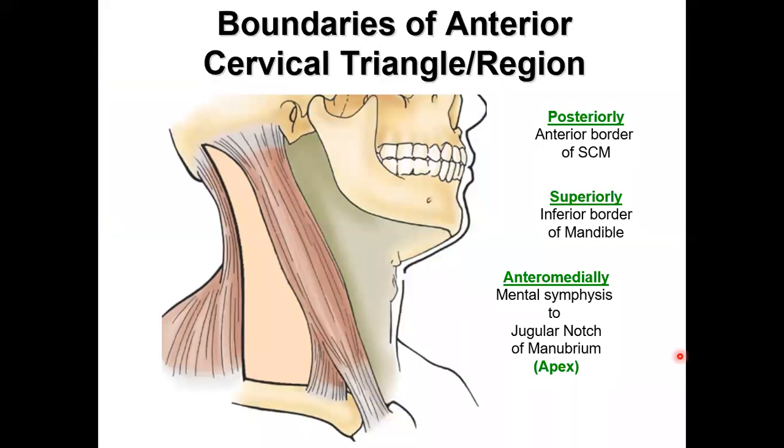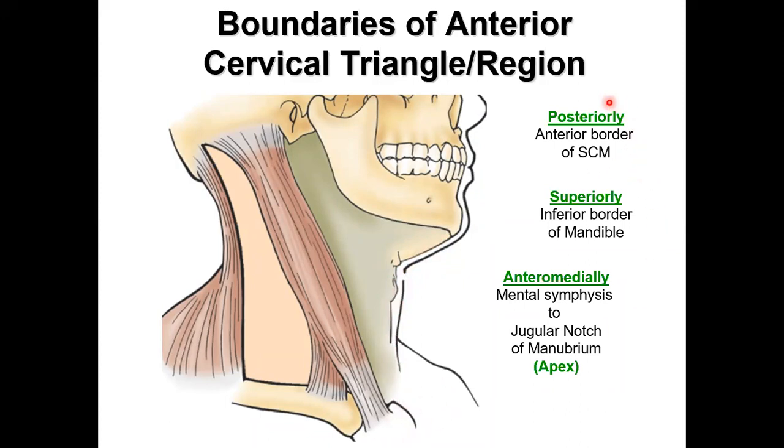Okay, so your anterior triangles. Your anterior triangle is more complicated because instead of only having 2 triangles, it has 4. So first off, the basic borders of your anterior triangle: your sternocleidomastoid posteriorly, the mandible superiorly, and then this imaginary midline medially, anteriorly.